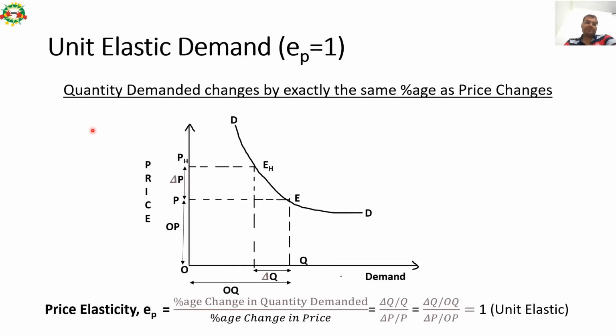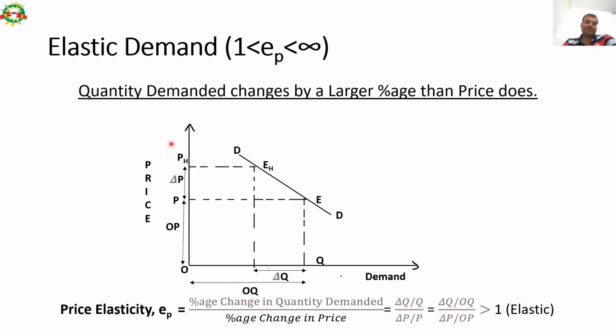Unit elastic demand: here quantity demanded changes by exactly the same percentage as price changes. So here the percentage change in quantity is always equal to the percentage change in price. That is why it is called unit elastic. This area is equal to this area, percentage of this is equal to percentage of this OP.